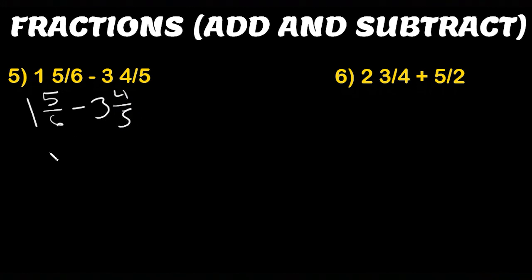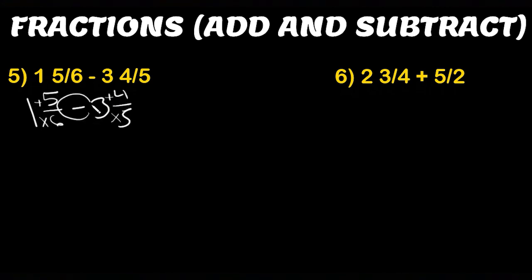Okay. So what we have to do here is put this as an improper fraction on both of them, and then we can go ahead and do what we've been doing. So right here, I'm going to simply just multiply, right? And then add. That's how we turn it into an improper fraction. Same thing here. I'm going to multiply and then add.